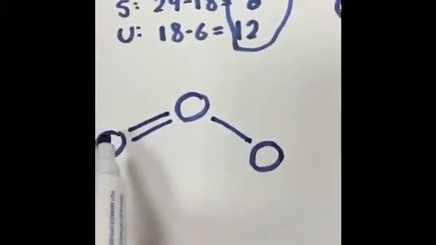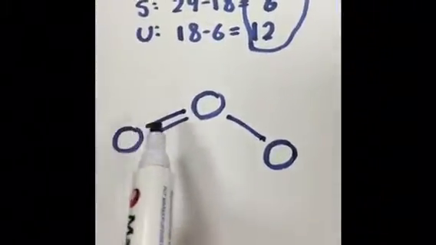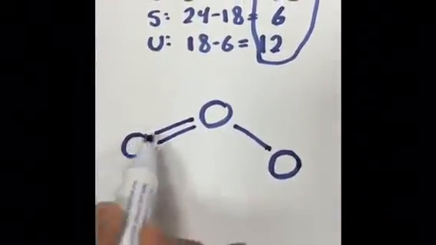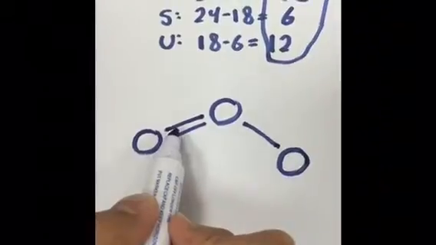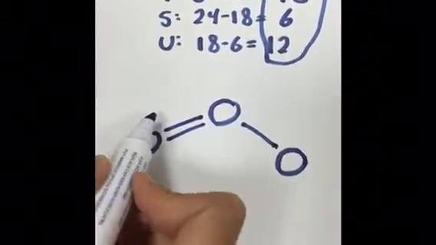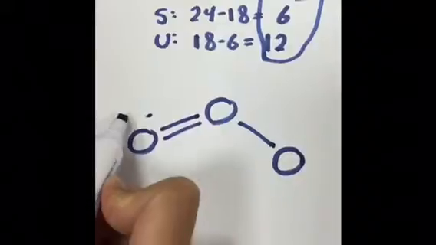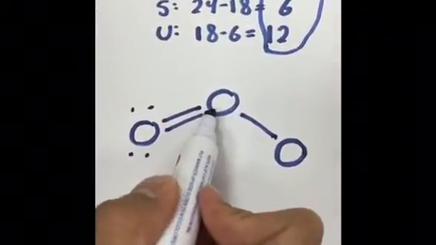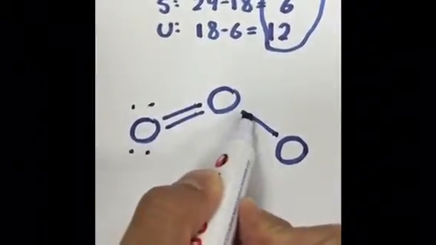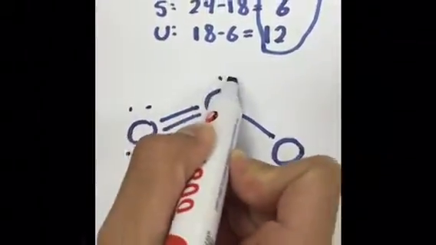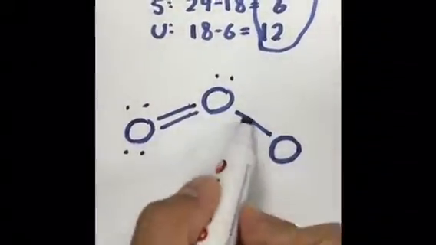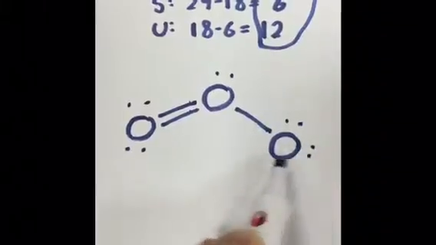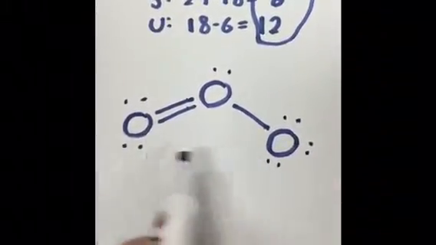And now we go to the unshared, and we go to each oxygen to find how much it needs. For this oxygen, it has 2, 4, meaning that it needs 4 more electrons to complete its octet. So we're going to have it like this. For this oxygen, it has 2, 4 and 6, so it needs 2 more electrons, and that's it. And for the last one, it only has 2, so it needs 6 more electrons. So 2, 4, 6, and that's the Lewis structure for O3.